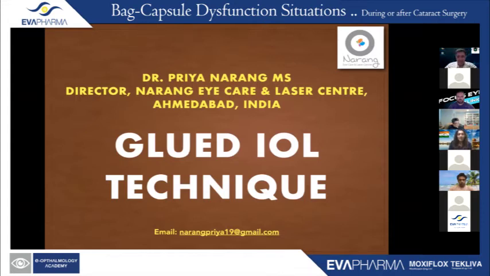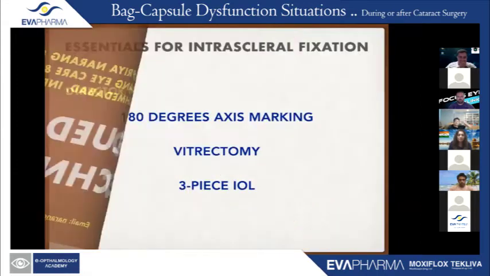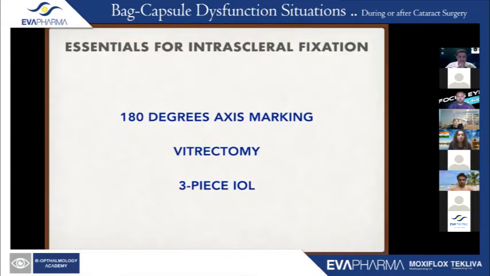So basically, I'll be just highlighting this technique, and going through what are the essentials for doing this procedure. The basic essentials for an intrascleral fixation are: we need a 180-degree axis marking, we need a good amount of vitrectomy, and we also need a 3-piece intraocular lens. These points are valid for both the glued as well as the Yamane method.